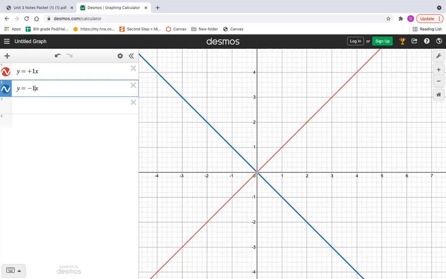But again, how are the graphs y equals x and y equals -x geometrically related? They are flipped about the x-axis.